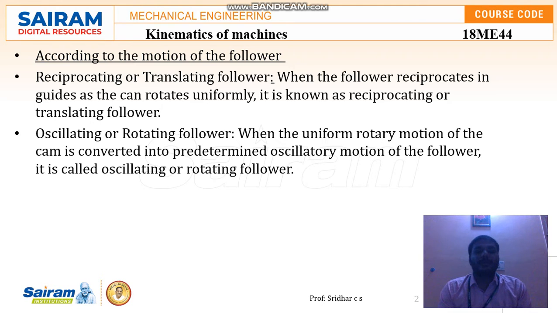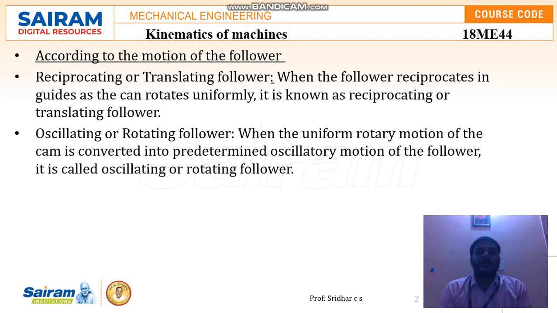A reciprocating or translating follower is one where the follower reciprocates in the guide while the cam rotates uniformly. When the follower can reciprocate in guides while the cam rotates uniformly, we consider it a reciprocating or translating follower.